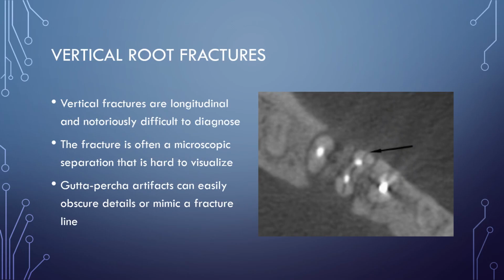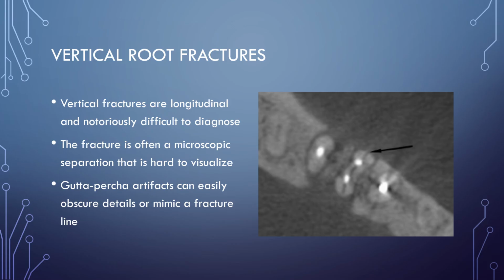Vertical root fractures are longitudinal fractures that typically initiate deep in the root and propagate coronally. You must be aware that they are notoriously difficult to diagnose, both clinically and radiographically. When hunting for a vertical fracture on a CBCT, realize that directly visualizing the actual fracture line can still be very challenging. The fracture itself is often a microscopic separation.